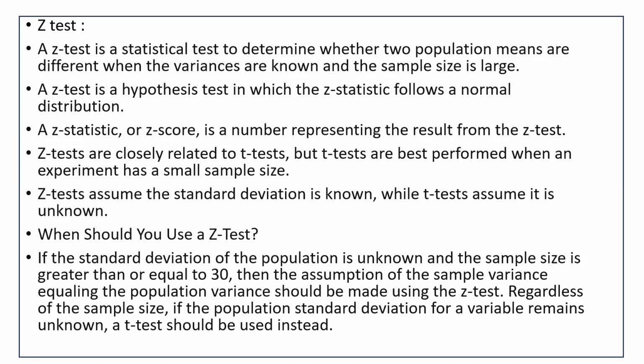Now, when should you use Z-test? So, according to your data, you have to decide. If the standard deviation of the population is known and the sample size is greater than or equal to 30, then obviously you have to use Z-test. Then the assumption of the sample variance equaling the population variance should be made using the Z-test.